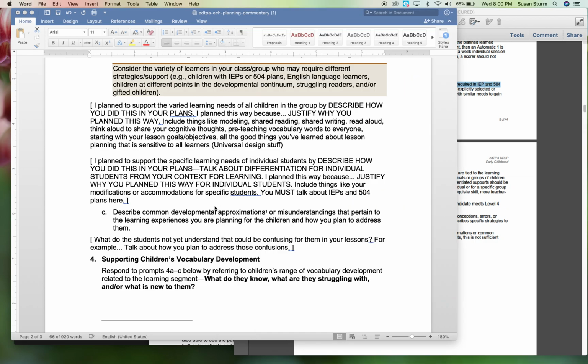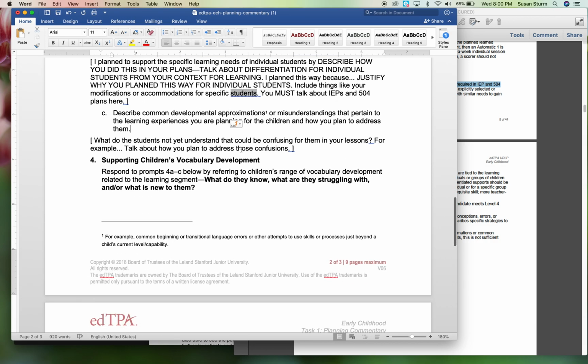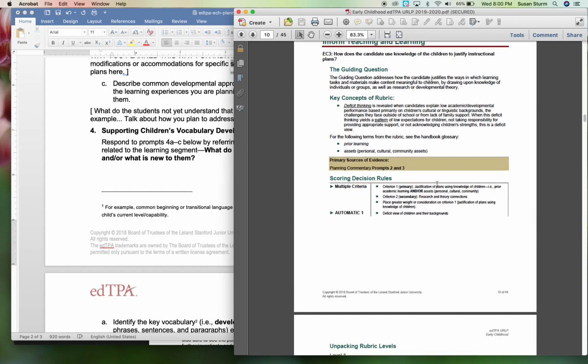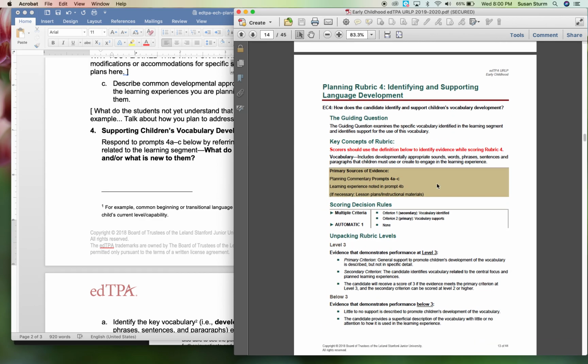Okay, moving on. So that's question 3 and how you can score on rubrics 2 and 3. Rubric 4 is language development. How do you identify and support children's vocabulary development? So the early childhood edTPA is all focused on vocabulary. So you need to show multiple points in your plans where you are teaching them vocabulary words.